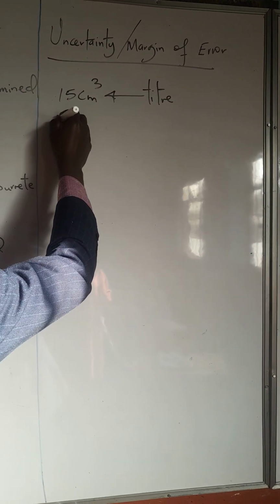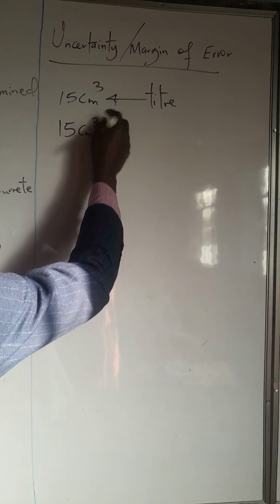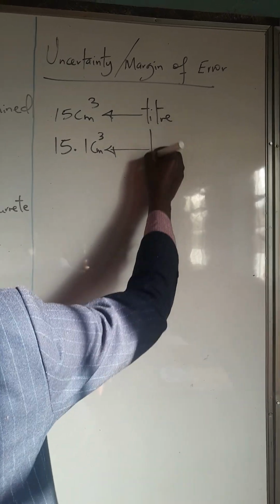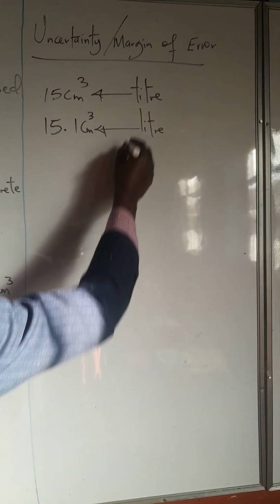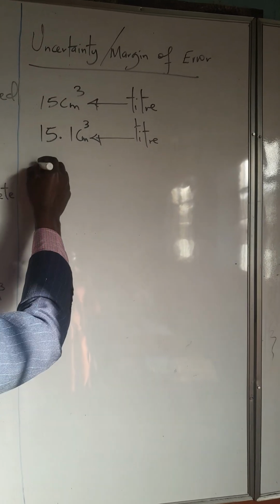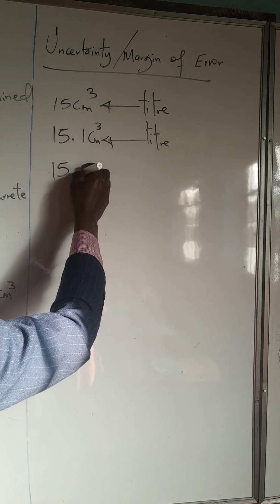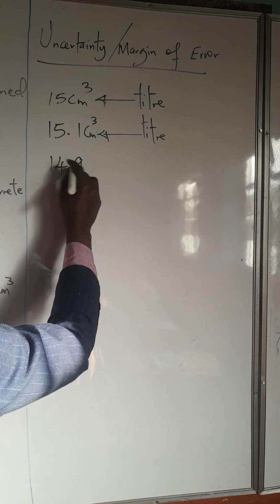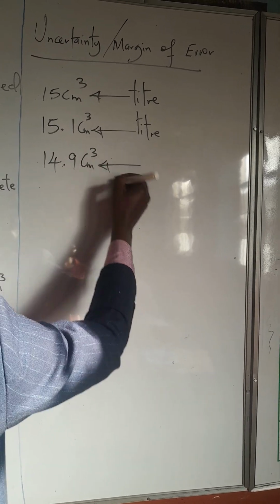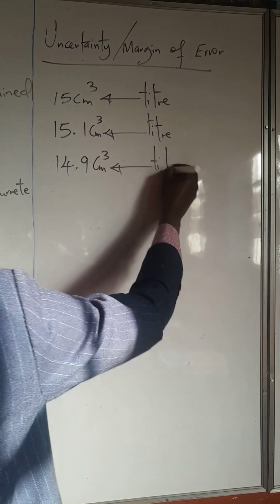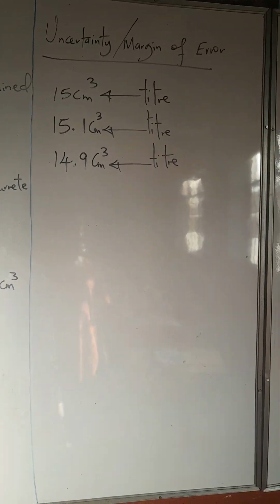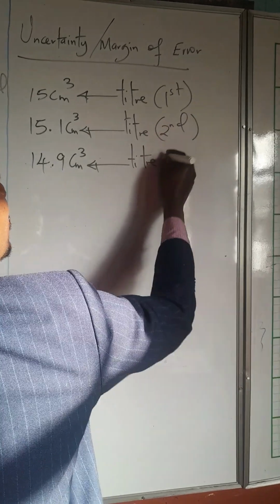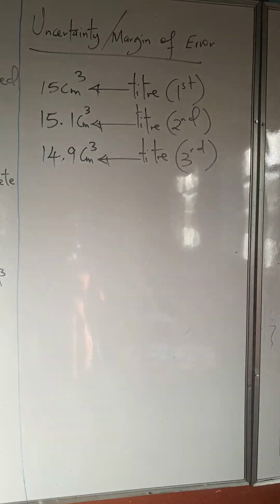And then in the second titration, maybe you get 15.1 cubic centimeters, the second titer. And maybe you conduct the third titration experiment and you get maybe 14.9 cubic centimeters to be the third one, the third titer. So this is the first experiment, first titration, second titration, third titration.